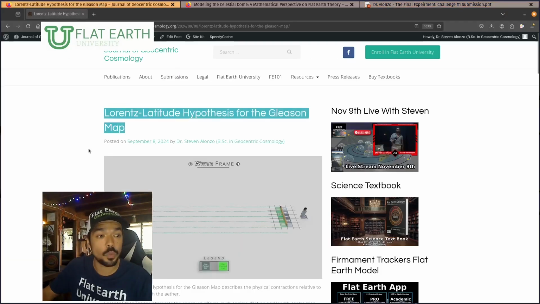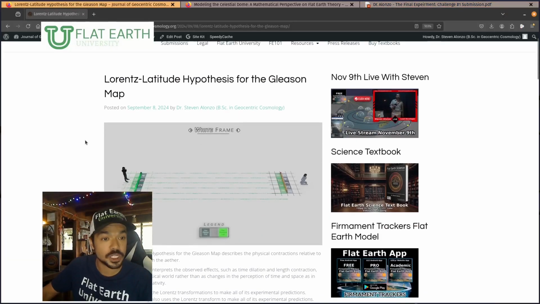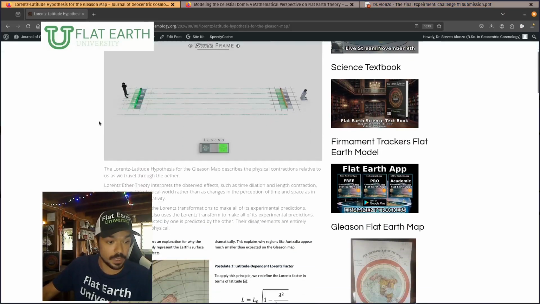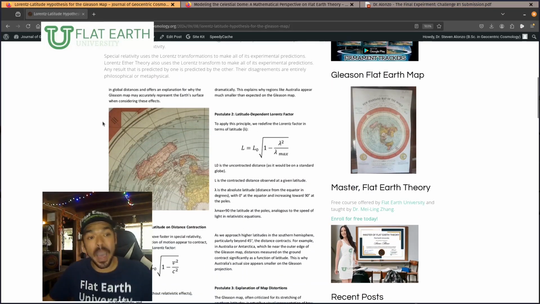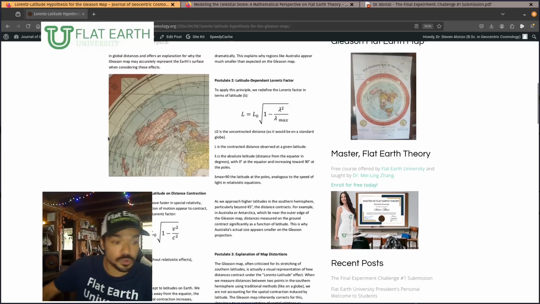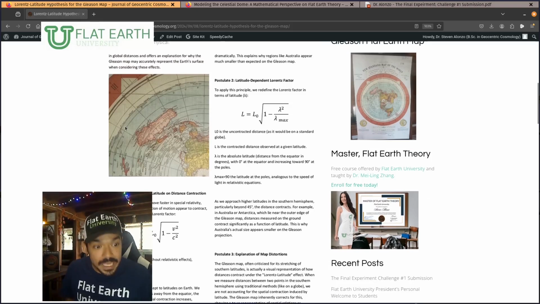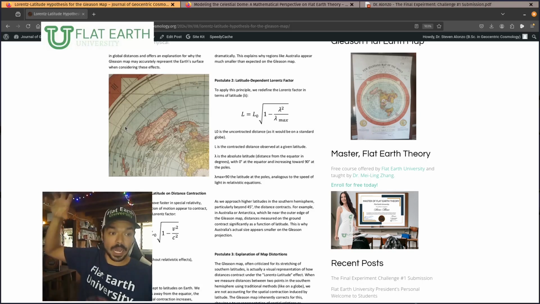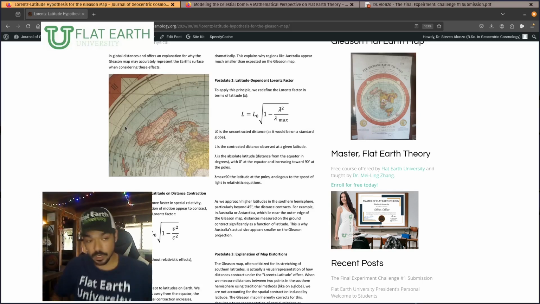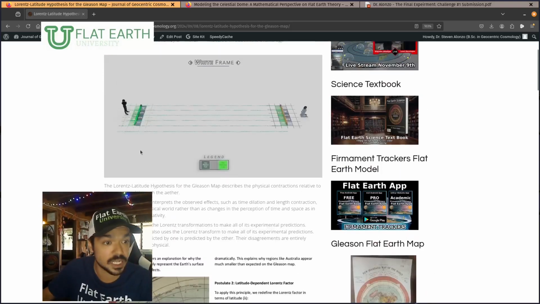So citation 1 is the Lorentz-Latitude hypothesis for the Gleason map. This explains how, as we travel latitudes through the ether, there is going to be an actual contraction. It's not that the Gleason map is wrong. If you're up that high looking down, it will appear like that, but as you physically get there, there is a length contraction. If you don't account for that, you'll never ever measure an accurate distance on flat Earth.